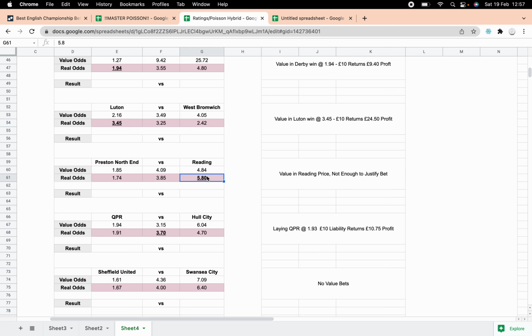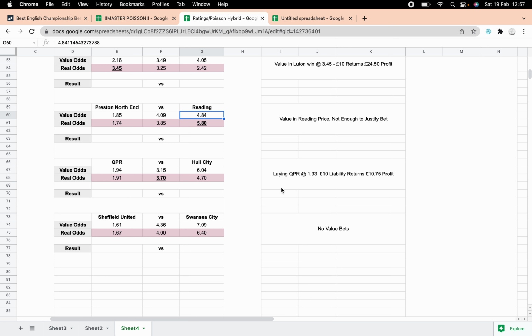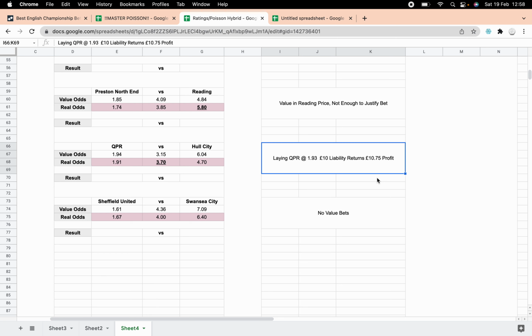Preston Reading, there's not enough here to justify any bet, really. There's a bit of value in the Reading price, but they're still long shots, so I wouldn't be getting involved there. QPR Hull, there's value in the draw, but I only put draws on from my MBM draw system, and this hasn't come up in that, so I'm not interested in the draw on its own. But I will take on the lay of QPR at 1.93 to return £10.75 profit.